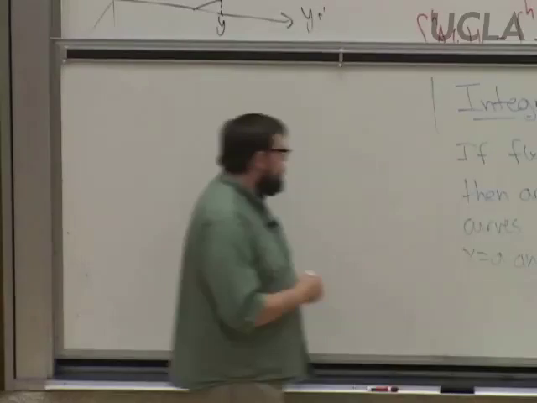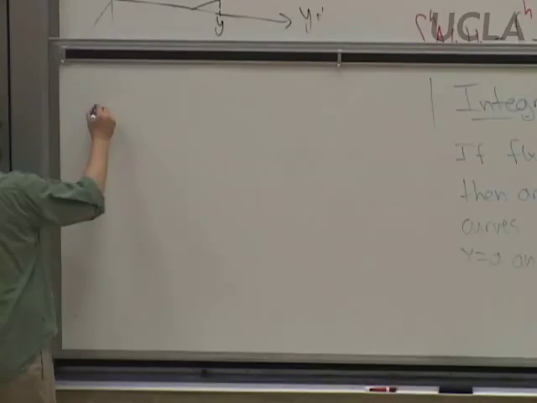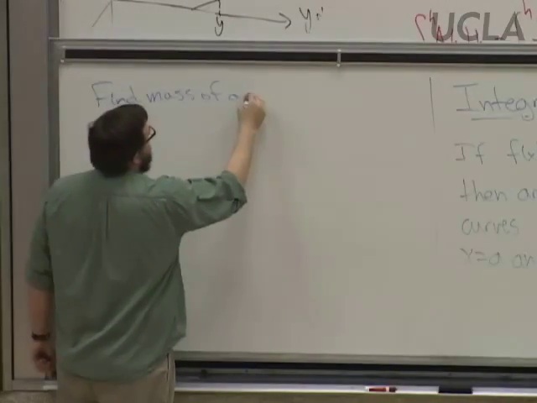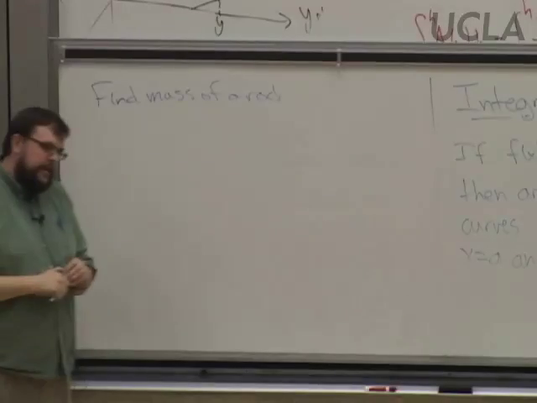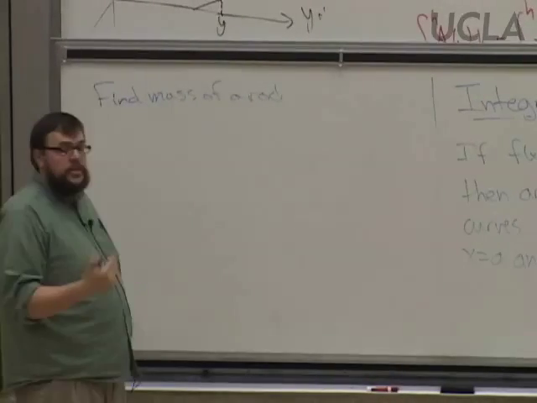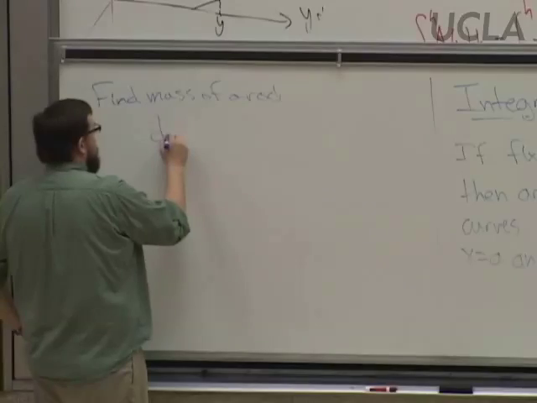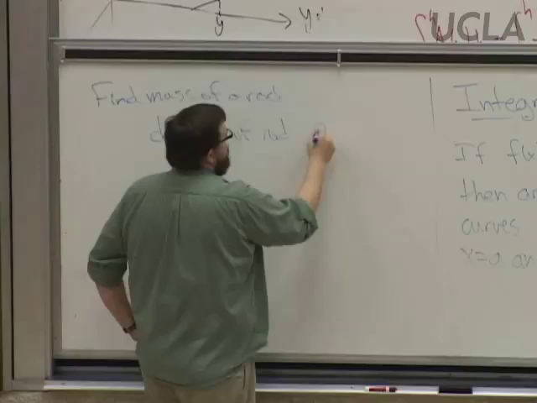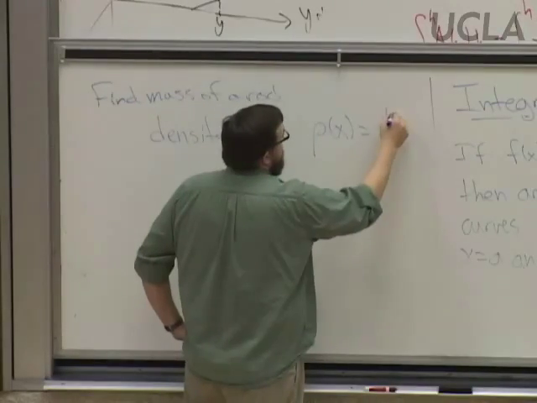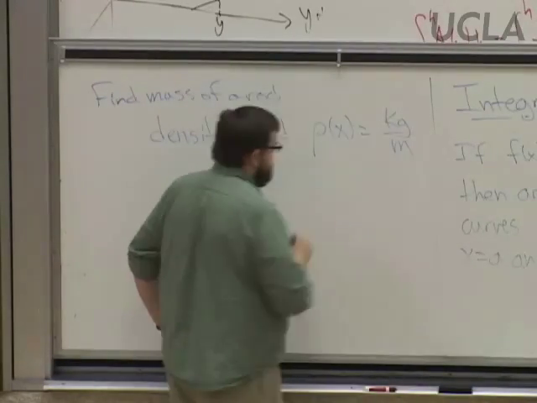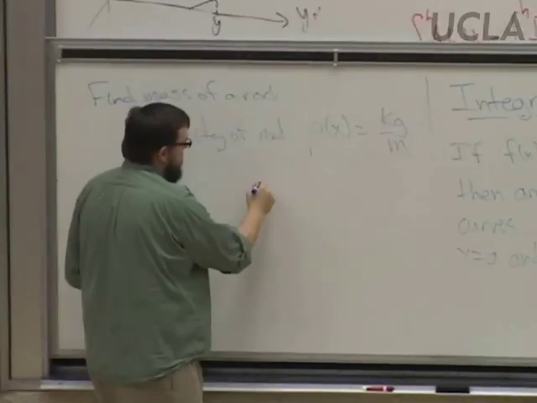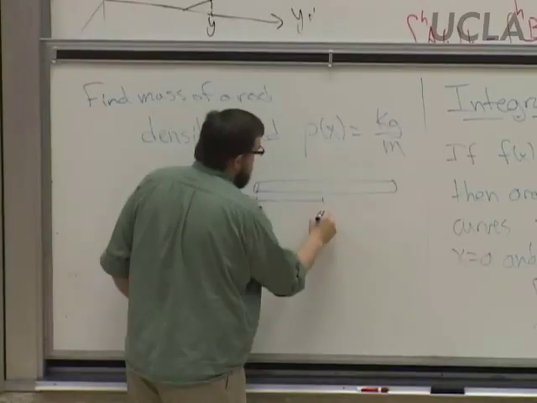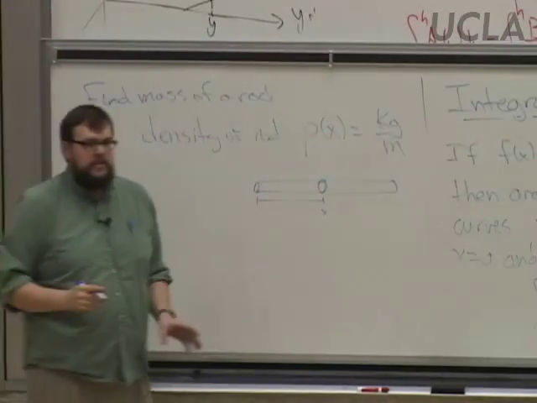All right, suppose I'm trying to find mass. In particular, I'm trying to find the mass of a rod. Now, what do I know about this rod? Well, I have some information about it. I know the density of the rod. Let's say it's rho of x, in kilograms per meter. So in other words, I have this rod here, and if I go out distance x, I know how dense it is.